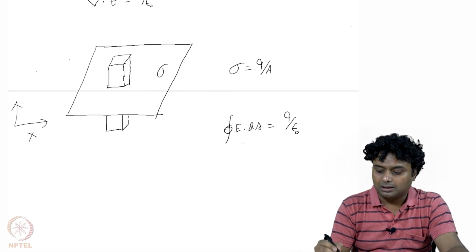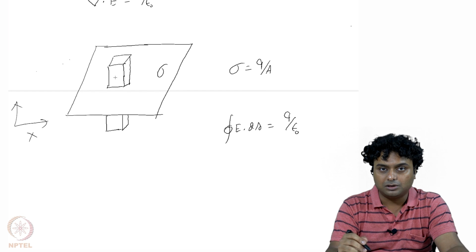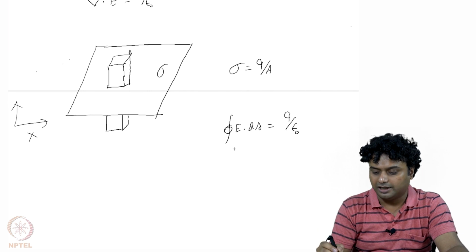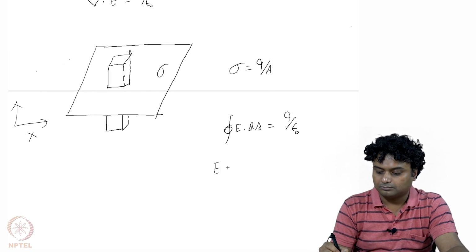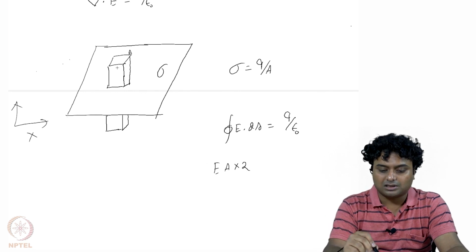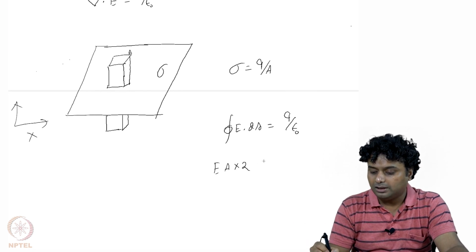So we can write that this E can be constant. Now let us say this Gaussian pillbox has a cross sectional area of A. Now we can write that the total flux out of this area is E into A into 2. Why? Because there will be flux out of the top side and also from the bottom side, correct. So we get E into A into 2 is equal to Q by epsilon naught.